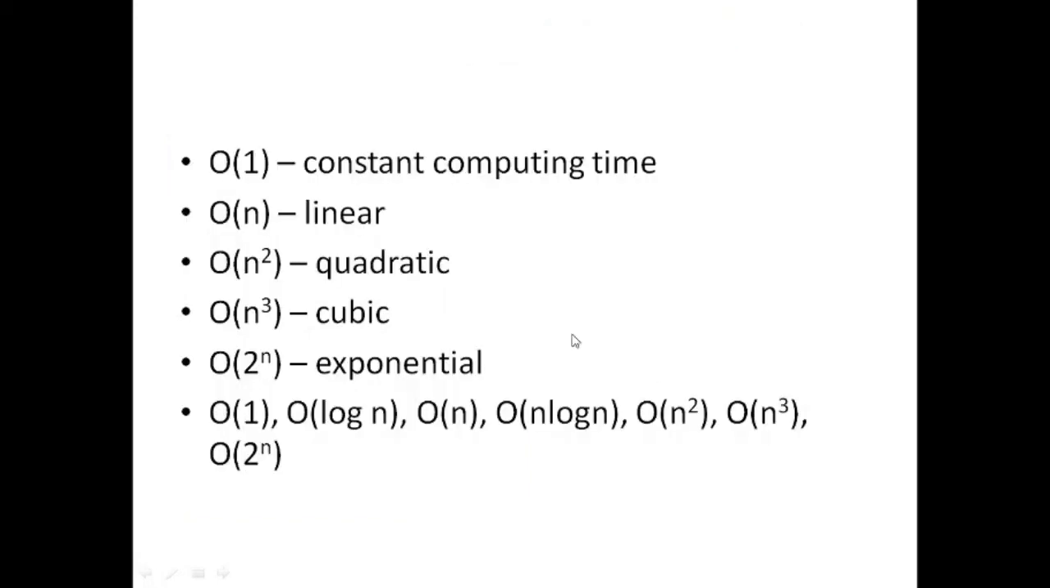Okay, so these are some of the running times which we will come across. Order of 1 means constant running time. And then you have linear, quadratic, cubic, exponential. So when we analyze different algorithms, say sorting algorithms or other algorithms which we come across, these are some of the common orders which we come across.